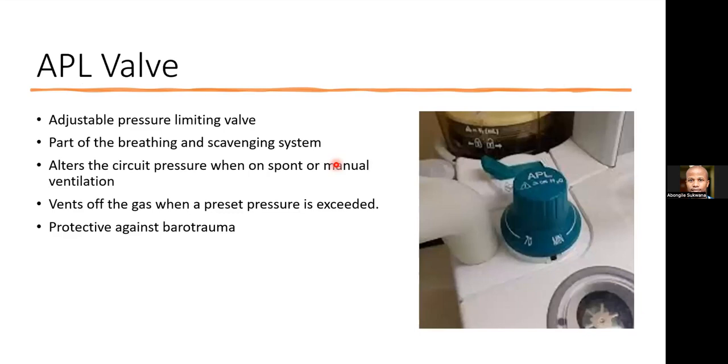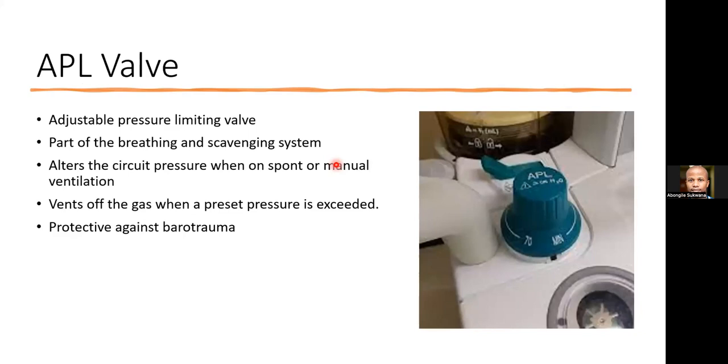APL valve, the adjustable pressure limiting valve. This one forms part of the breathing and also the scavenging system. It helps to alter the pressures within the machine in a patient who's spontaneously breathing or being manually ventilated, when you're bag masking the ventilation.